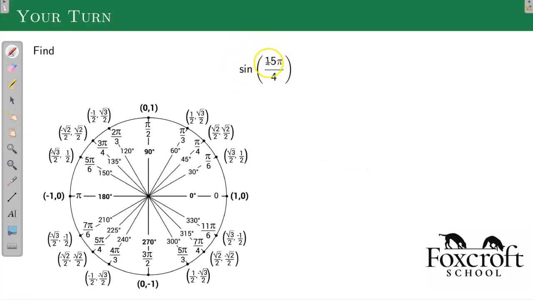All right, here's one for you to try on your own. Find the sine of 15 pi over 4. I'll show you the answer in 3, 2, 1. All right, and this one's very similar to the other ones. It's 15 pi over 4, too big. Subtract 2 pi, you get 7 pi over 4. Take that y value, negative square root of 2 over 2.